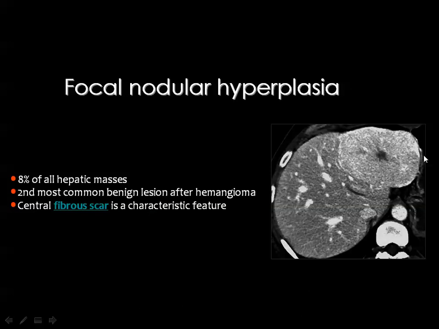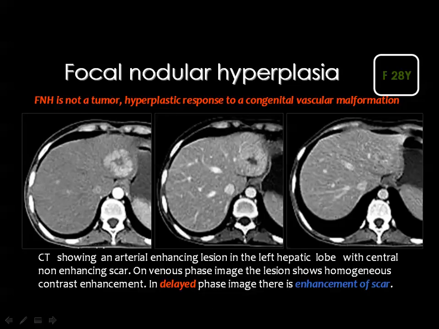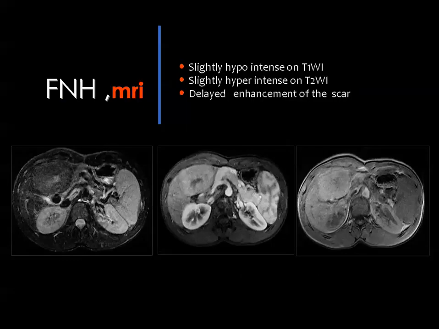And the fibrous scar will not enhance in the arterial phase, but it will enhance in the delayed phase, while the scar of the fibrolamellar hepatocarcinoma does not enhance. And this is an example of focal nodular hyperplasia with a central scar, and the scar has enhanced in the delayed phase. This is one of the helpful diagnostic criteria of focal nodular hyperplasia, while the scar in the fibrolamellar hepatocarcinoma does not enhance and usually shows calcification.